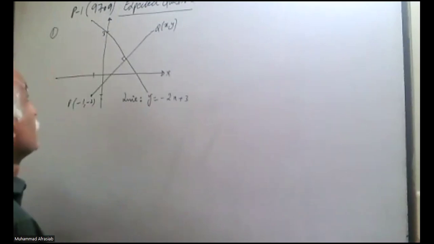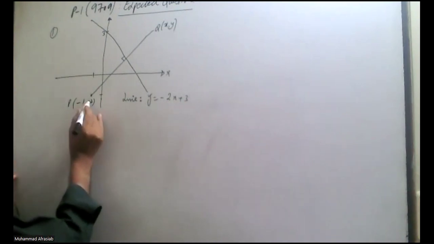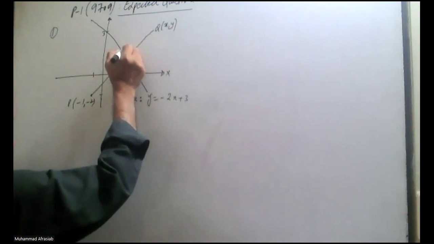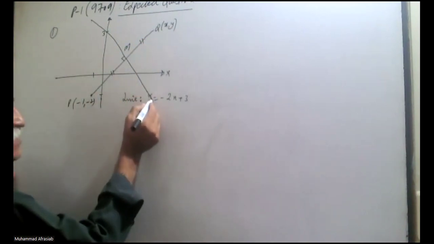Since this is the line y = -2x + 3, and there is a point P(-1, -2) which is not going to lie on this line, and Q is the reflection of this point P, that means they are going to make an angle of 90 degrees at this point. Let's say this point is called the point M. Since it is a perpendicular bisector, this line is equal to this line. And the point R is going to lie on this line.